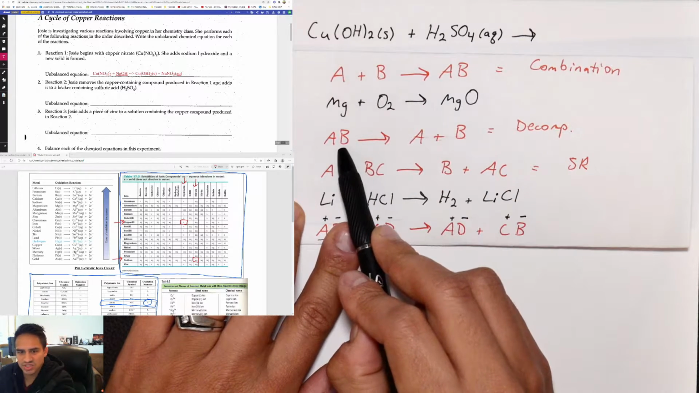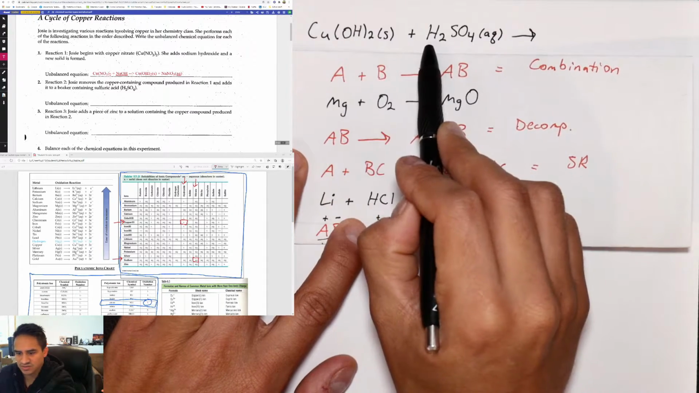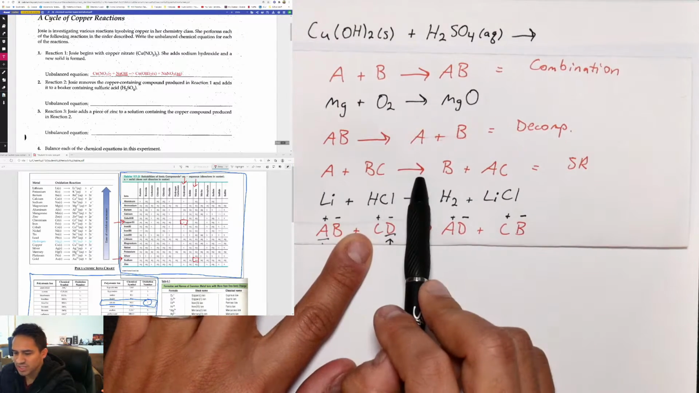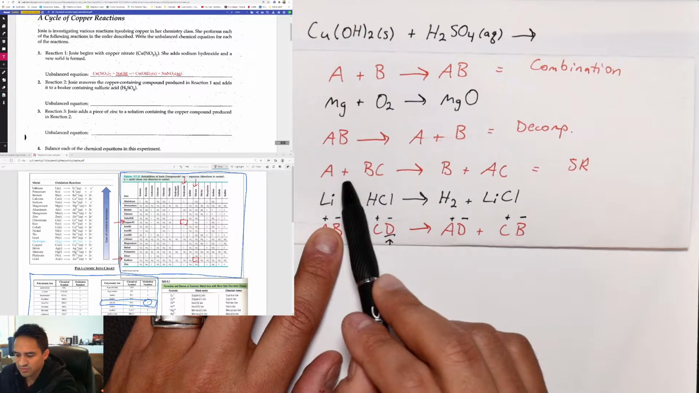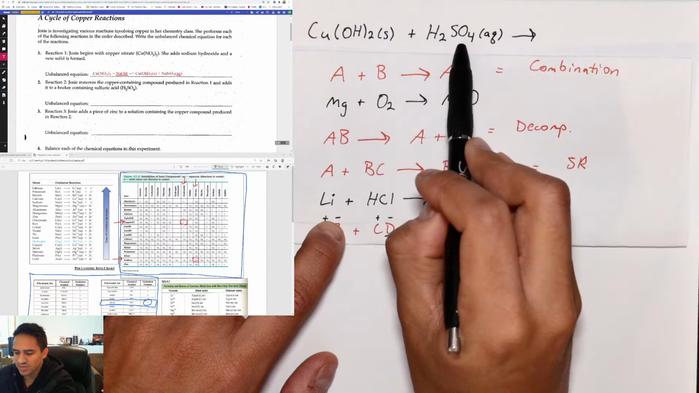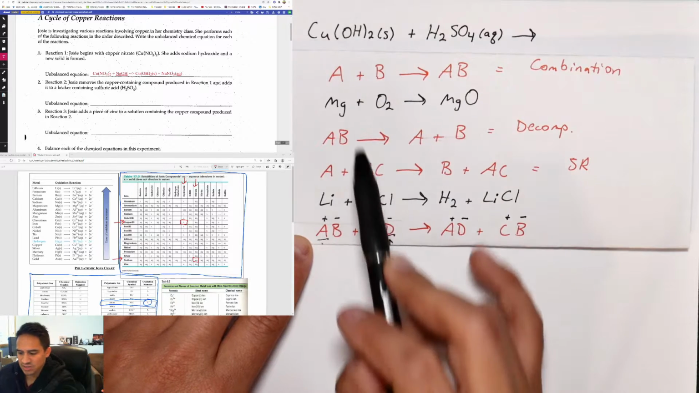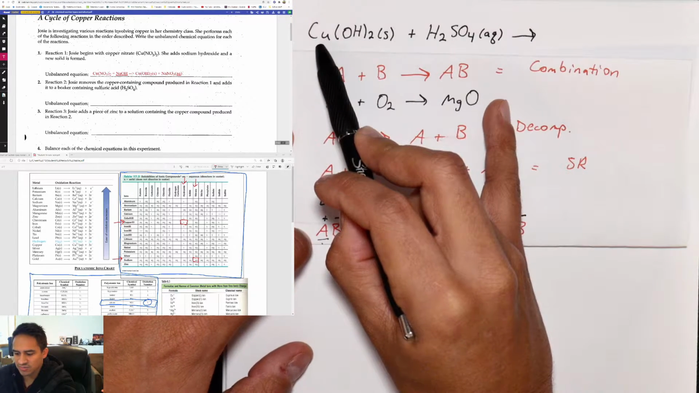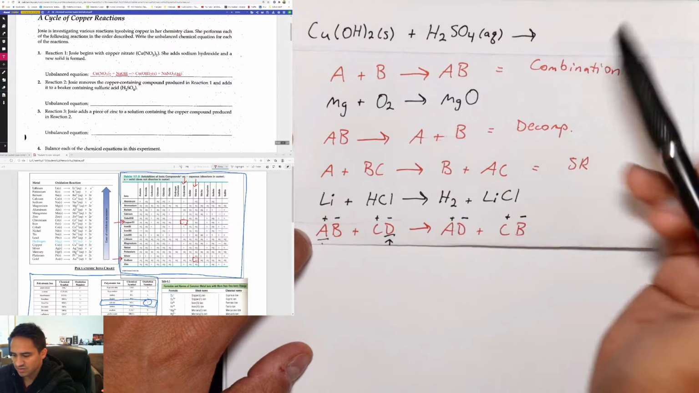It's definitely not decomposition, because we usually have only one reactant breaking apart, and here we have two reactants. Single replacement is not likely either, because we would usually have an element by itself plus a compound, and we do not have any elements by themselves. These are both compounds. So very likely this is going to be double replacement again, where we have A plus B and C plus D and we get our products.